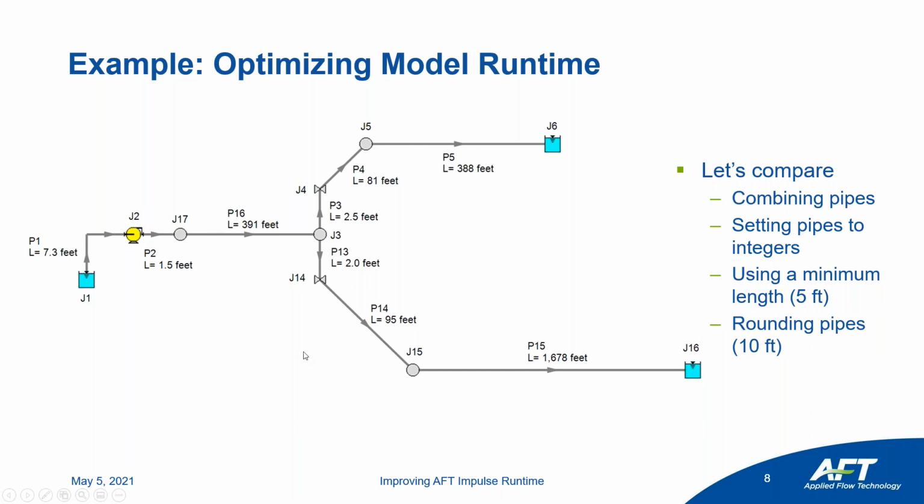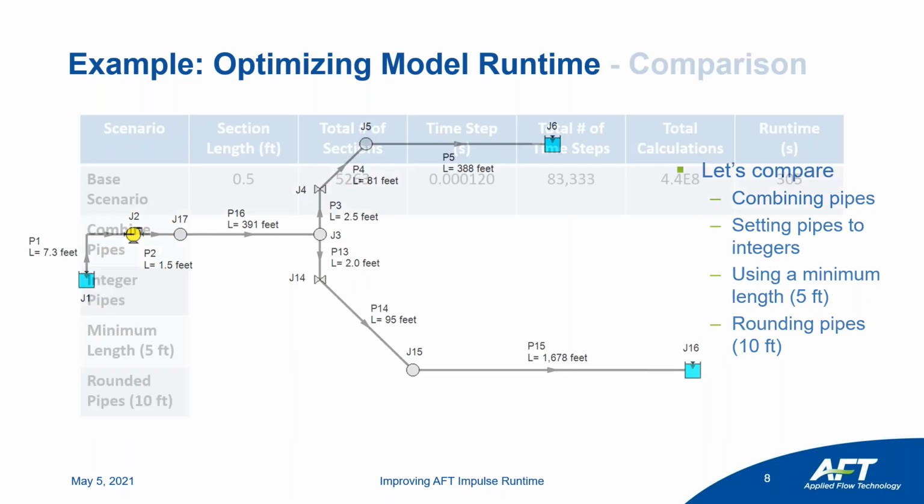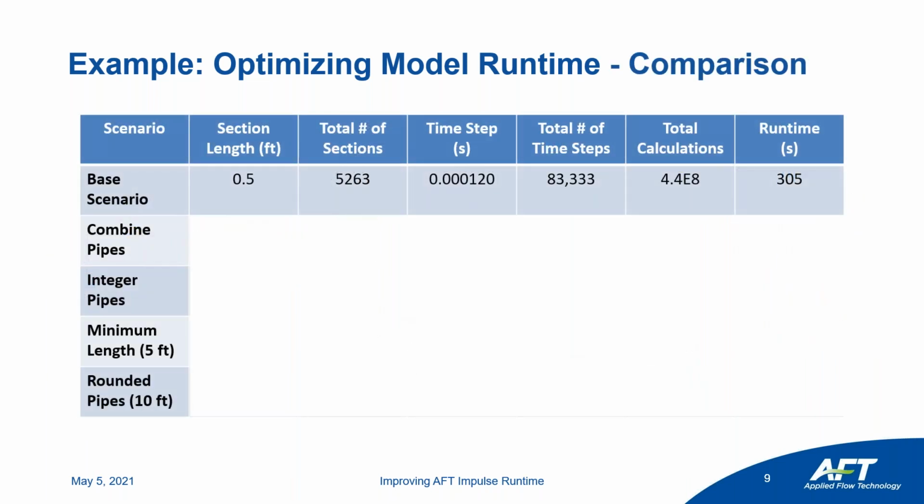So with all of those things in mind, first we want to set a benchmark and put some concepts in play. We won't actually be running the models during the webinar. Again, it'd be kind of ironic to sit and watch a model run while we're trying to optimize model runtime. So we've done some prior runs of these different cases where we'll look at the base scenario as we've seen the model already. We'll look at how we combine the pipes, integer the pipes, set a minimum length, and then finally, and most extremely, round all of the pipes to about 10 feet.